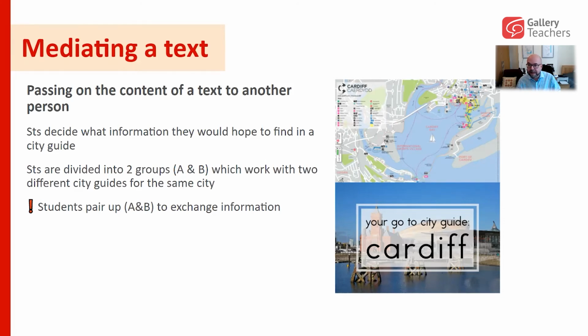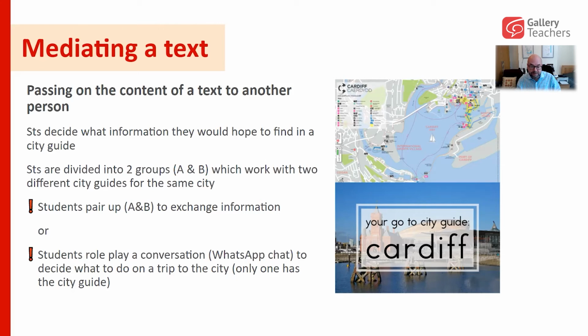Students pair up, A with B. They don't show each other their city guide. They mediate the text by explaining what they've seen. So rather than just saying, oh, here's the text, read it, by saying, well, my text told me that there's a really great restaurant, if you like Indian food, on City Road. So what about going there for dinner one evening? Oh, yeah, does it do vegetarian food? Oh, no, this was meat only. Oh, but let me check. Oh, yeah, there's a vegetarian Indian restaurant as well. You see how this is working.